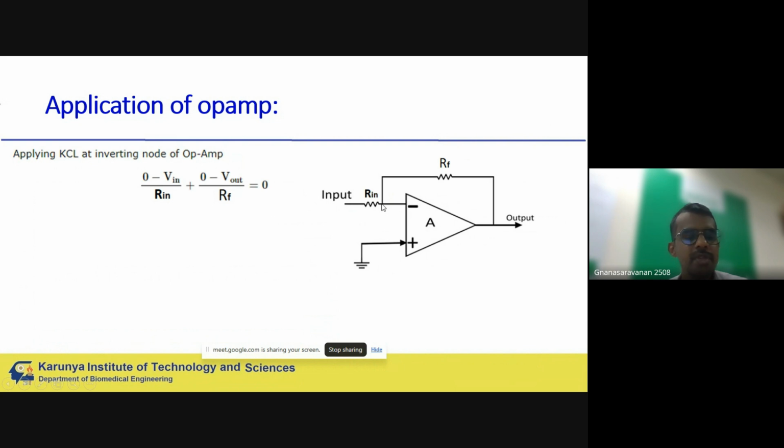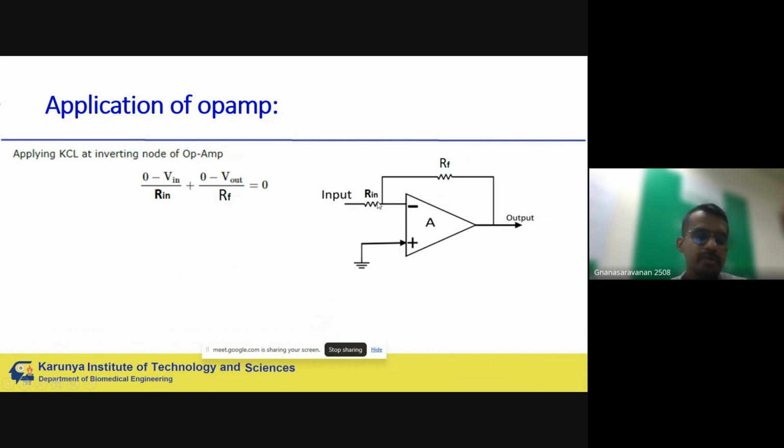The sum of the currents meeting at a point is 0, or in other words, the sum of the currents entering a node is equal to the sum of the currents leaving the node. So the sum of the currents at the node is 0. Let us write the expression for the sum of the currents. What is current? Voltage by resistance, according to Ohm's law. What is the voltage? It is the potential difference between two points. So what is the potential across Rin? It is the potential at this point.